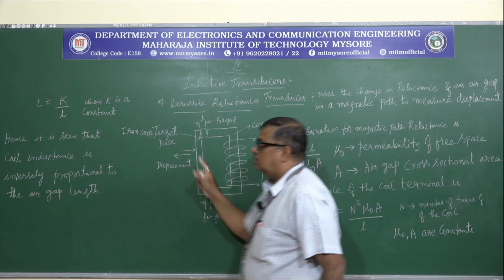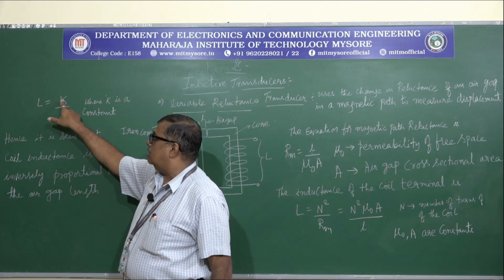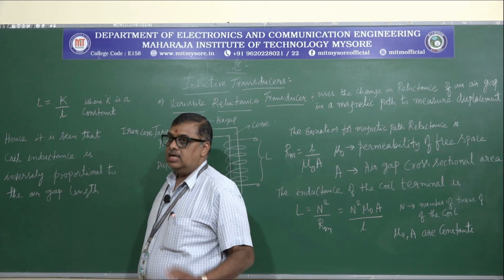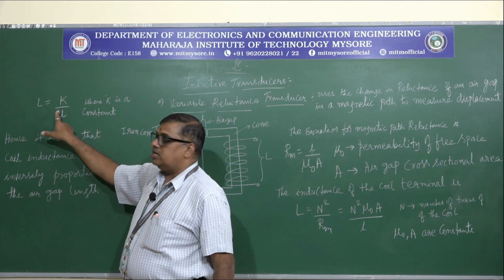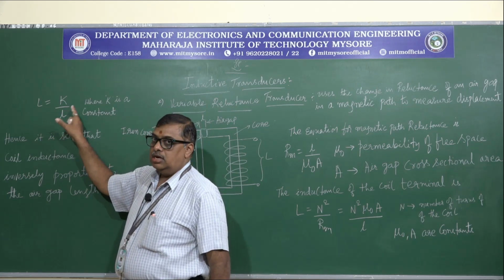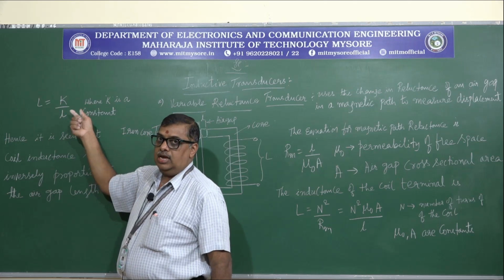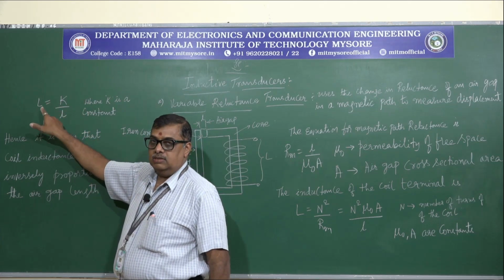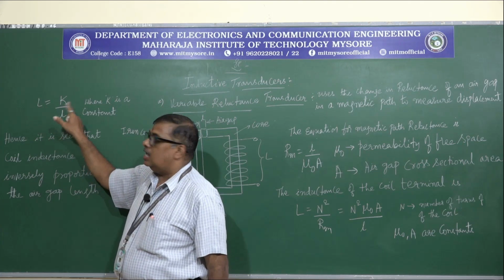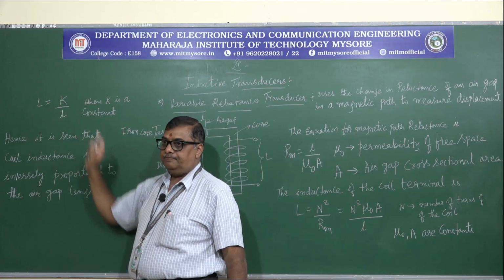So we can say the inductance mainly depends on K, which is called a constant, divided by L. That is, inductance is inversely proportional to the length. Here length refers to the air gap length. So by varying the length, we can measure the inductance. Similarly, the reverse is also true: if I change the length of the air gap, inductance is also going to vary.